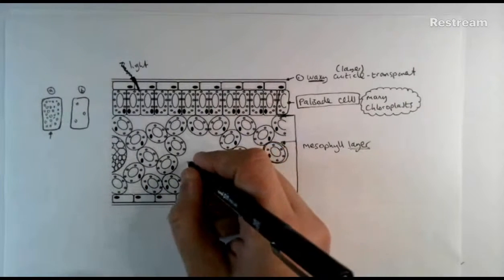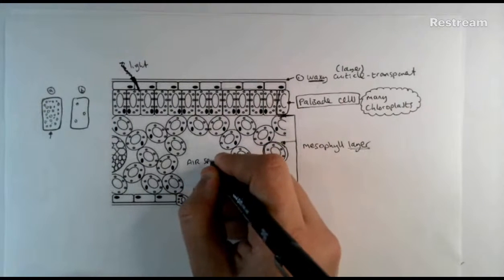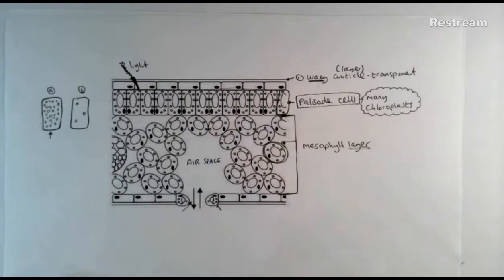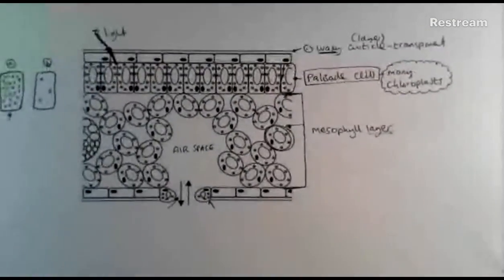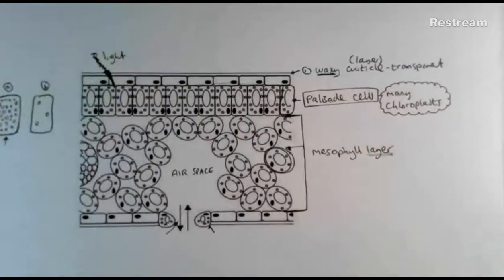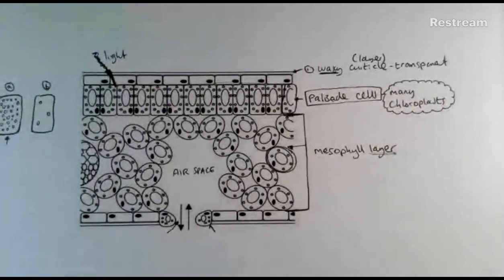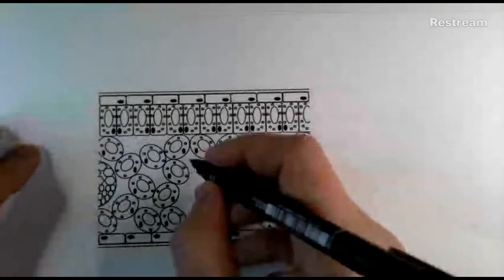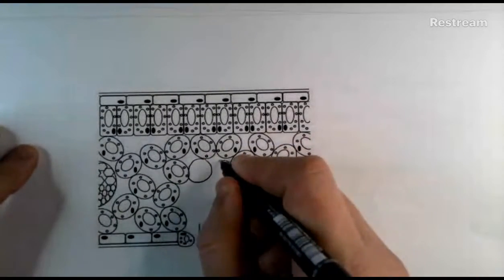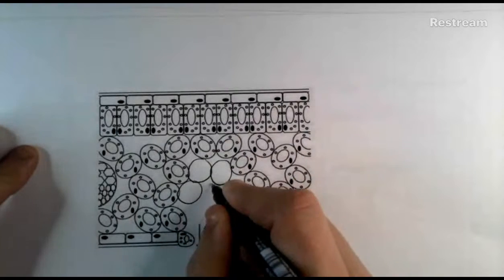There's actually what we call an airspace here. There is an airspace in the leaf, in the mesophyll layer of the leaf. And this is really important because imagine, I'm going to get another bit of paper, another diagram, just to show you what would happen. Imagine if you had many packed mesophyll cells like this.